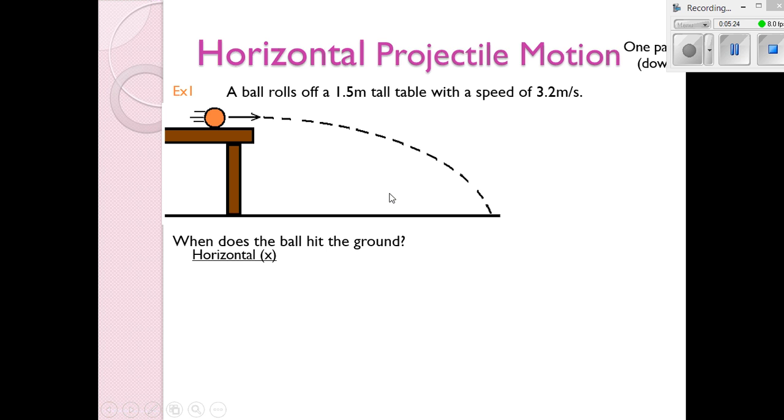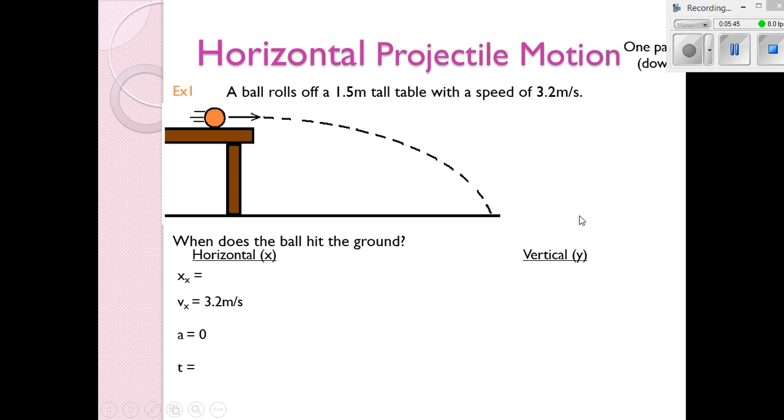So in the horizontal direction, our x, we don't know what it is. I don't know what this distance is. My velocity in the x direction is 3.2 meters per second. Okay, so it's rolling off at 3.2 meters per second. There is no acceleration, and I don't have a time.